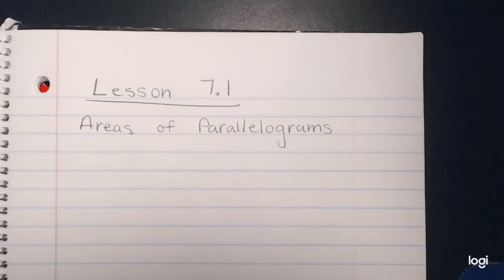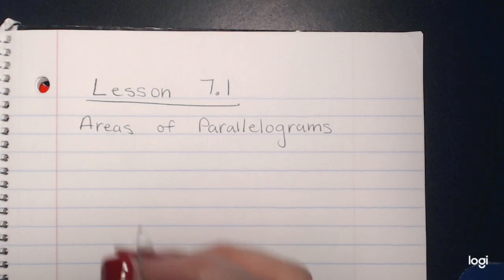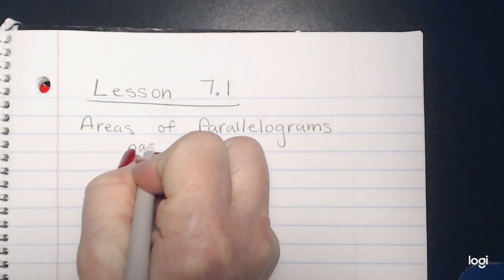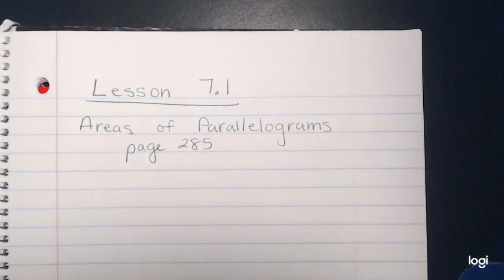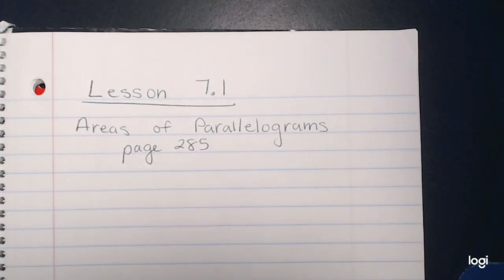As you can see on the screen, the first thing I would like for you to write down in your math notebook is the lesson we are going to look at today. We are starting lesson 7.1, which is chapter 7, and we're going to talk about areas of parallelograms. If you want to go back into your book to study, we're going to be starting on page 285 of our math book. So if you would write that down, please.